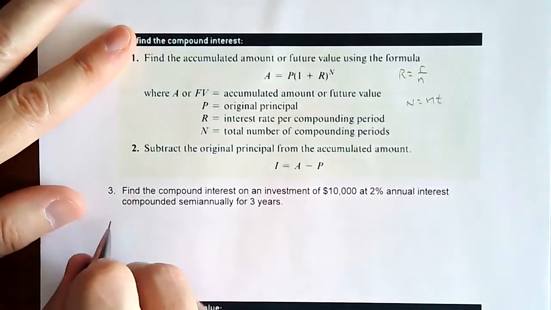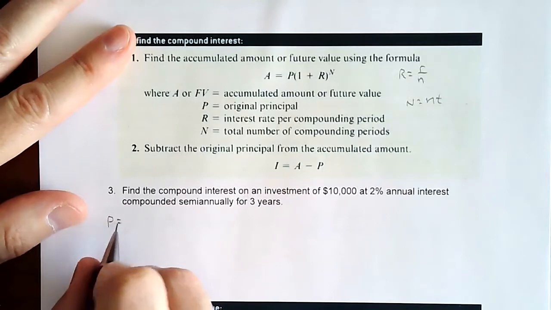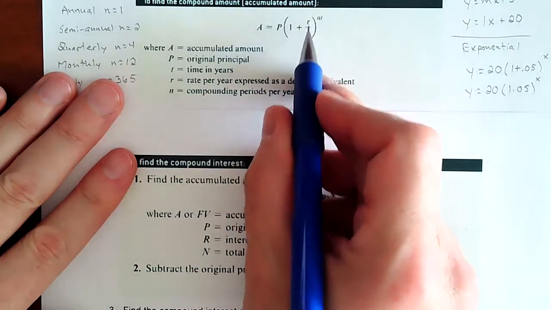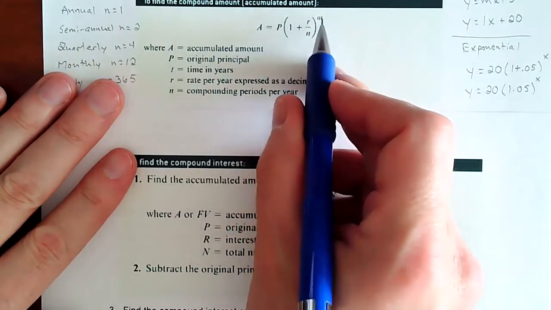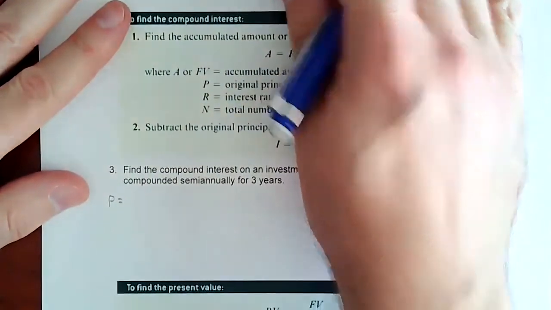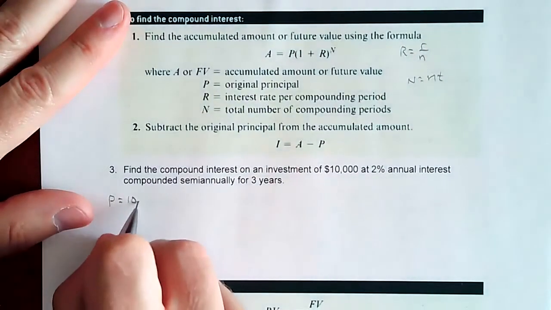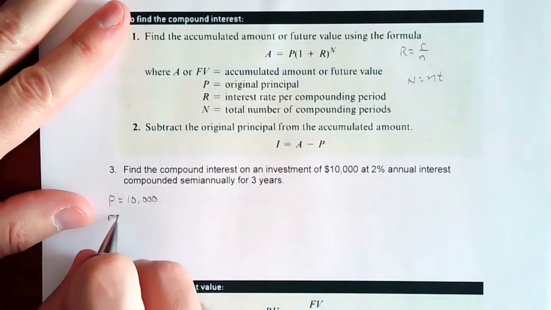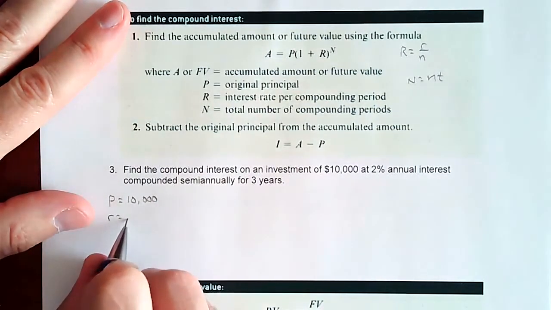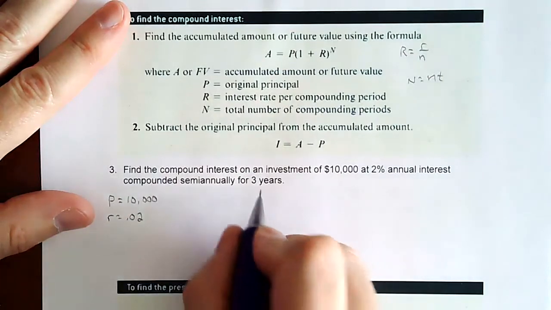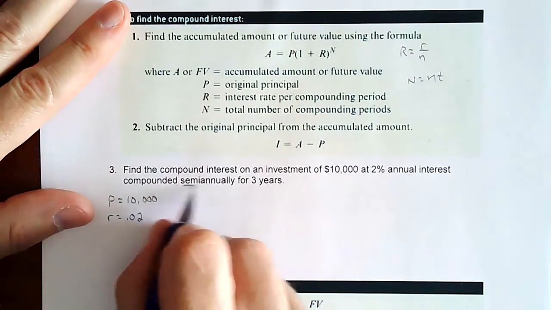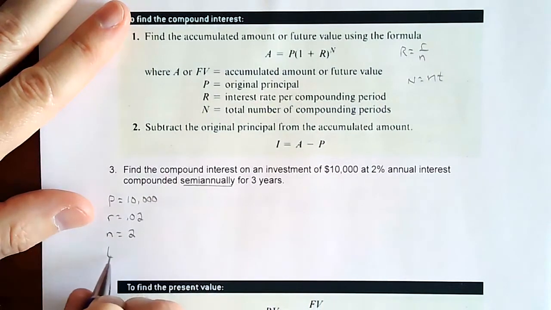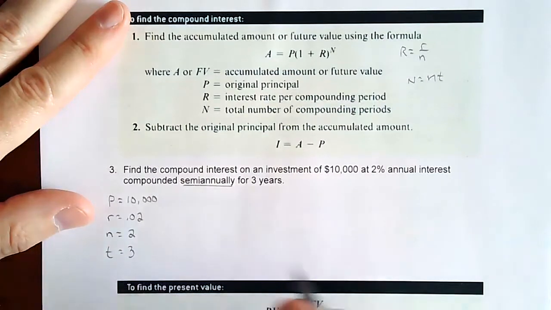So let's put all this together. You need an initial amount. I'm really focusing on this formula. I need an initial amount, a rate, how often it's compounded, and how many years. So my P is 10,000. My rate is 2% annually, and for 3 years, but it's compounded semi-annually. So our N is 2 times per year for 3 years.